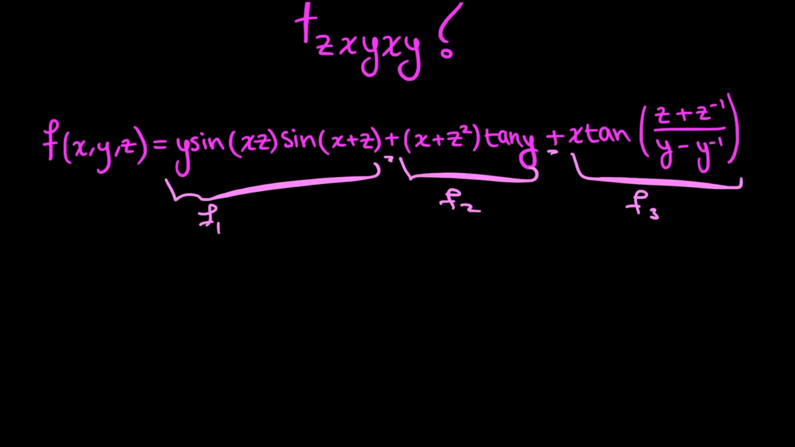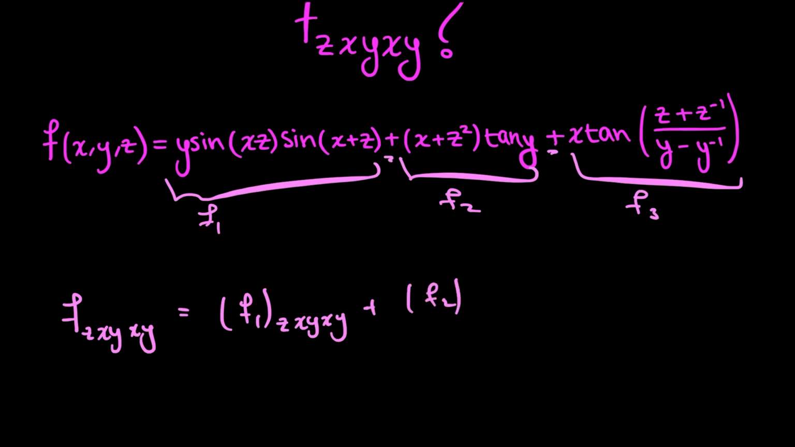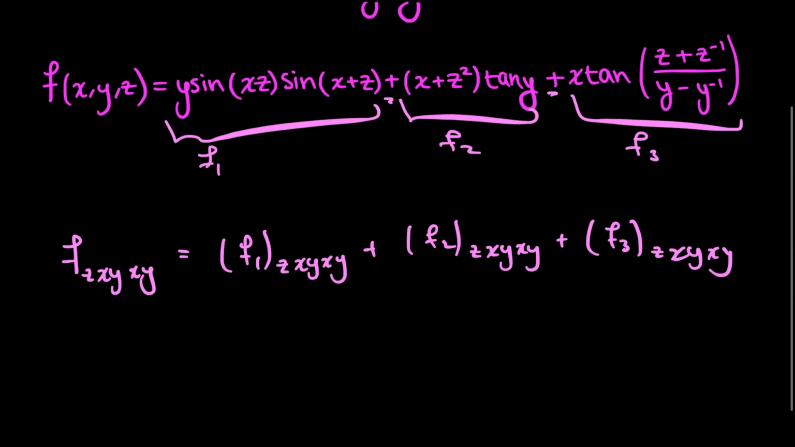And because I'm taking the derivative of the entire function with respect to z, then x, then y, then x, then y, I could distribute that differential into the pieces. So I will have f1 differentiated with respect to z, then x and y, then x and y. Same thing with f2, and then same thing with f3. All I did here is just distribute the differential into the pieces of the function that I split up.